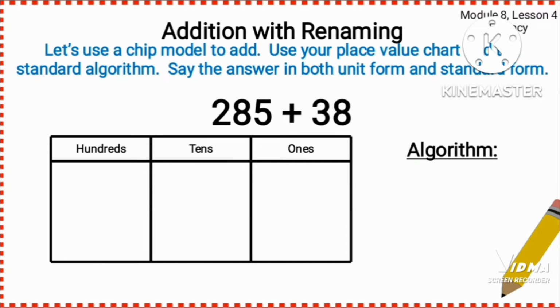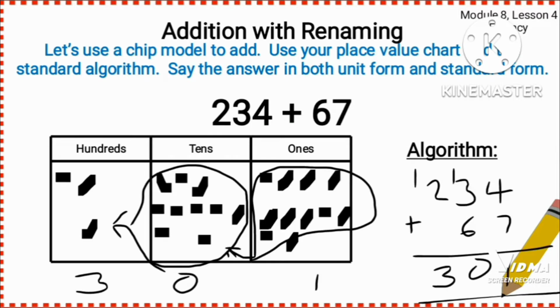Now complete this one. 285 plus 38. Do it quickly. Now I've solved another one for you. 234 plus 67. In the ones place, when I drew all the chips, I have 11 ones. I can compose a 10 and write down 1. In the tens place, I now have 10 tens. That means I can compose 100.